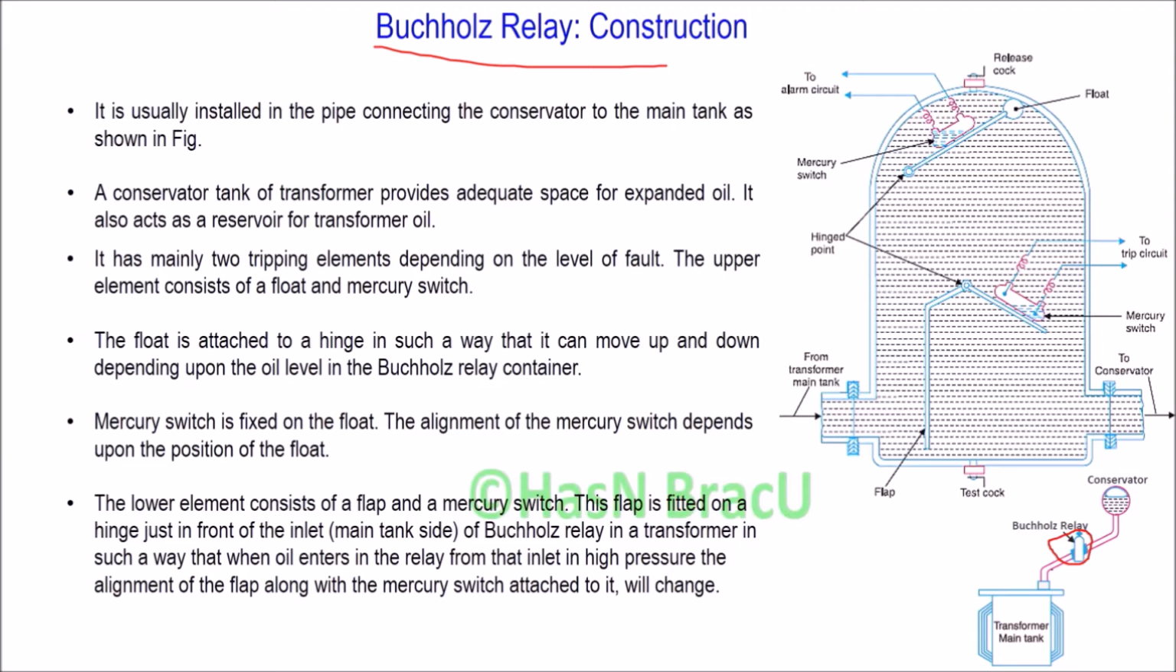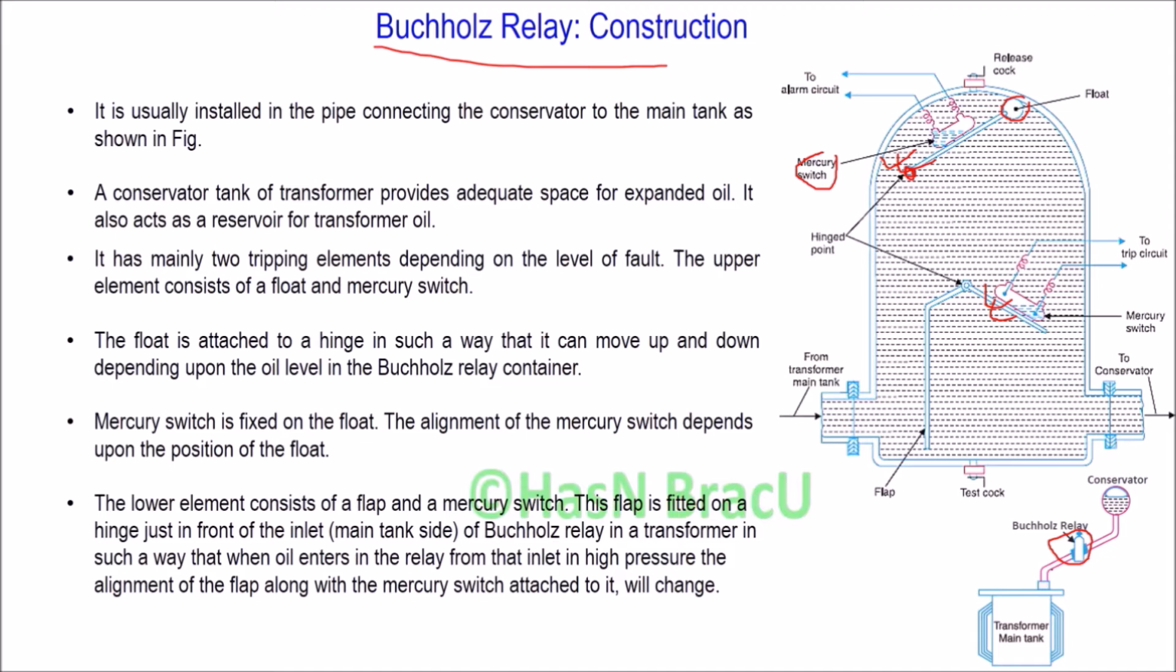Depending on the level of fault, whether it is incipient fault or serious fault, Buchholz relay has two tripping elements. One is the upper tripping element and another is the lower tripping element. So this upper tripping element consists of a float. You can see here, this is a float, and mercury switch. The float is attached to a hinge. You can see this is the hinge.